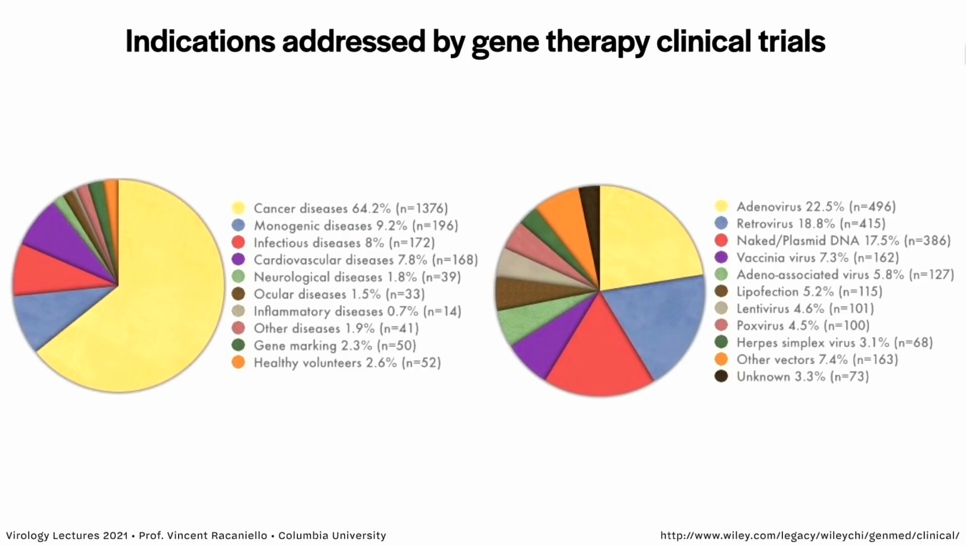And what are they for? Well, on the left are the indications. Most of them are for cancers. And then we have monogenic diseases that we're talking about now, infectious diseases, diseases of other tissues as well. And you can see most of them here for cancers. And on the right, what vectors? Most of them are adenovirus vectors, followed by retroviruses. Even naked DNA can be injected and be an effective vector as well. And then there are other vectors here.